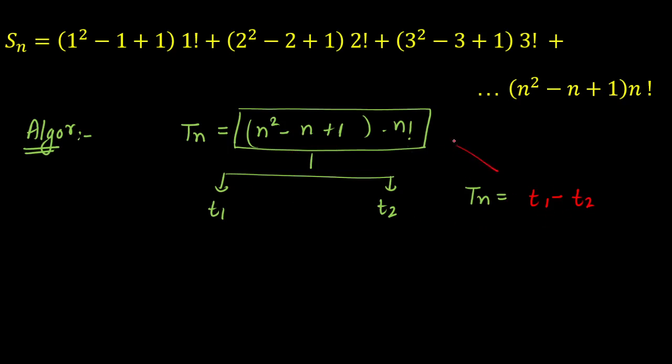Now what we're going to do after this, we'll put n is equal to 1 and we'll get t1. We'll put n is equal to 2 and we'll get t2. We'll put n is equal to 3 and we'll get t3, and so on. We'll put n is equal to n and we'll get t of n. So it is possible that you'll get different combinations, but you have to select t of n in such a way that the difference of two terms is created. And why am I creating the difference? Because this series can form a telescopic series.